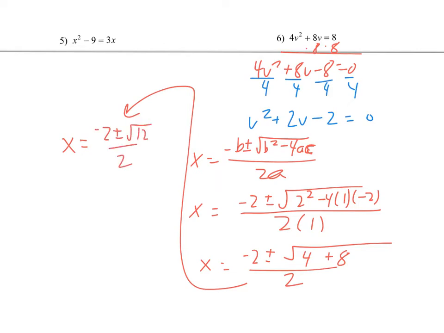I'm not allowed to reduce yet because I can't reduce a number inside the radical with a number outside. So I need to break this down. So I'll do 4 and 3, which is 2 and 2. So I get those twin 2's outside and the loner 3 staying inside. And so I go negative 2 plus or minus 2 rad 3 over 2.